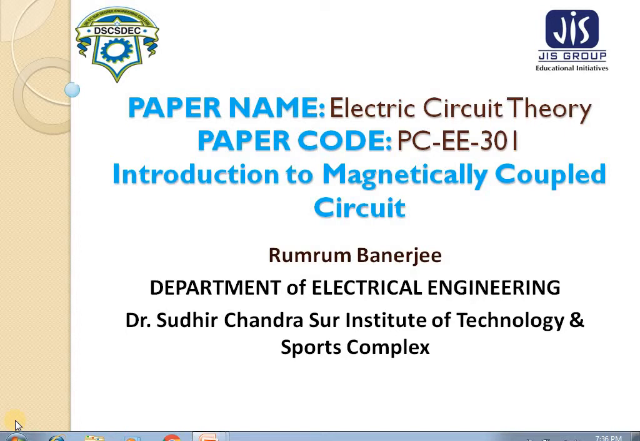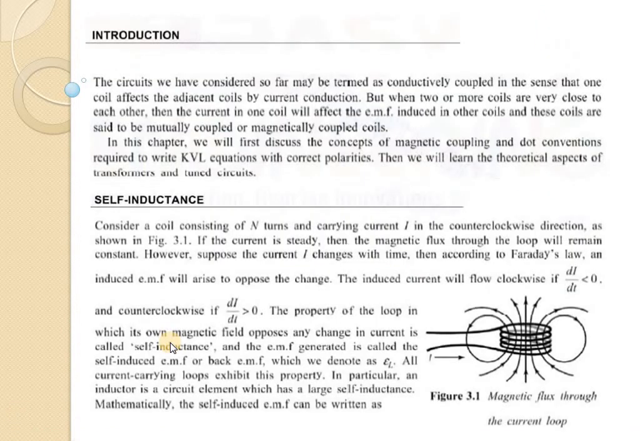So, let us start with the topic, Introduction to Magnetically Coupled Circuit. The circuits we have considered so far may be termed conductively coupled, in the sense that one coil affects the adjacent coil by current conduction. But when two or more coils are very close to each other, the current in one coil will affect the EMF induced in the other coils. These coils are said to be mutually coupled or magnetically coupled coils.